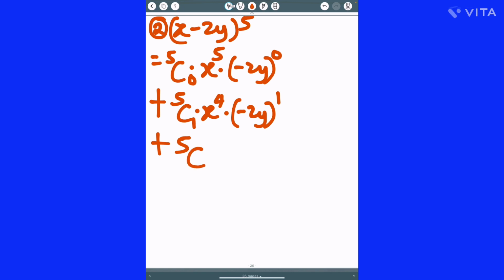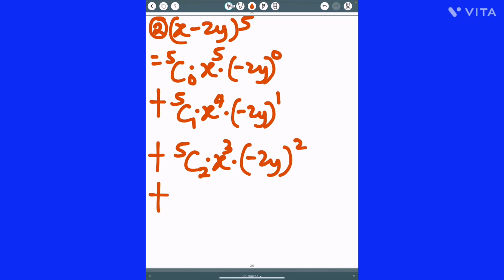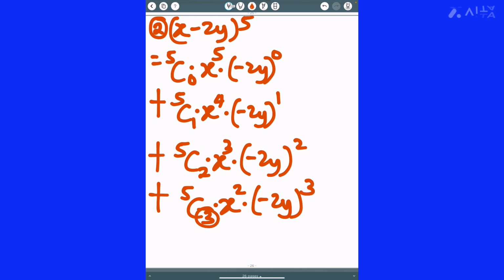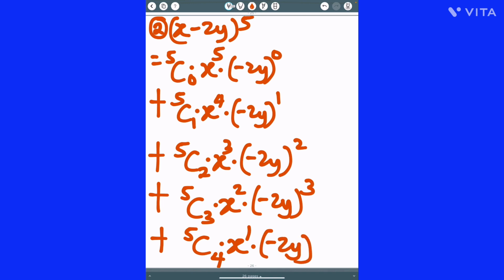My third term, we have coefficient 5 combination 2. Then x raised to power 3, −2y raised to power 2. My fourth term, we have coefficient 5 combination 3. Then x raised to power 2 times −2y raised to power 3. Then my fifth term, we have coefficient 5 combination 4. I'll take x raised to power 1, take −2y raised to power 4.